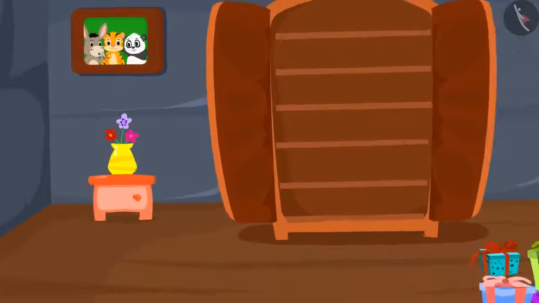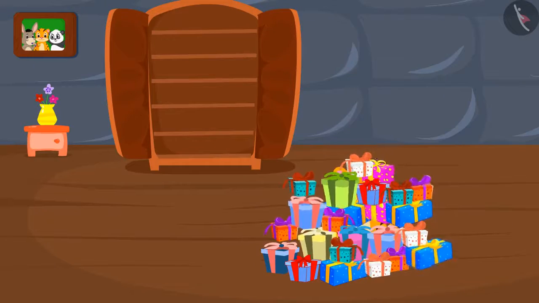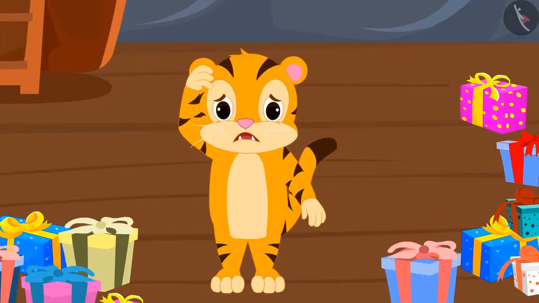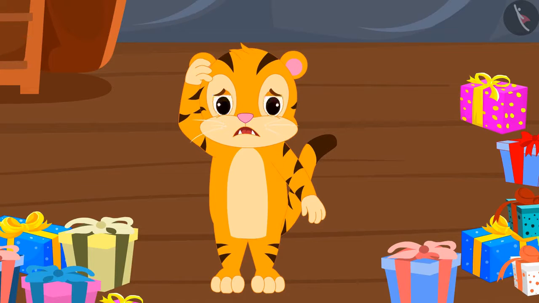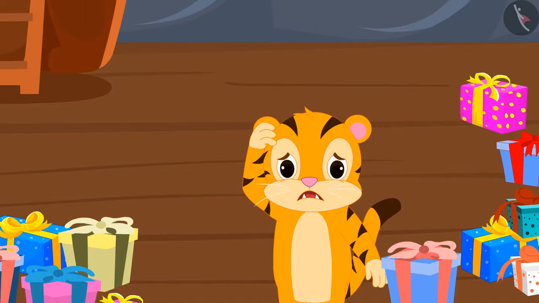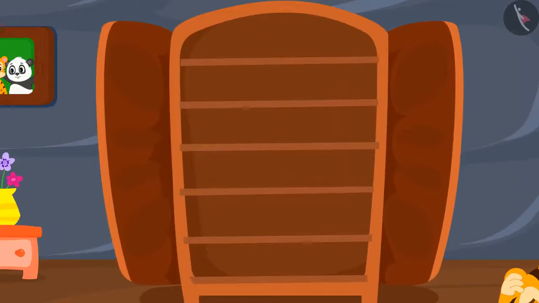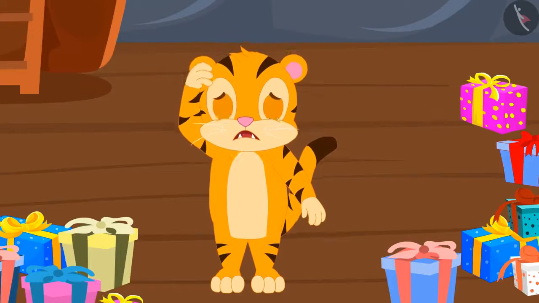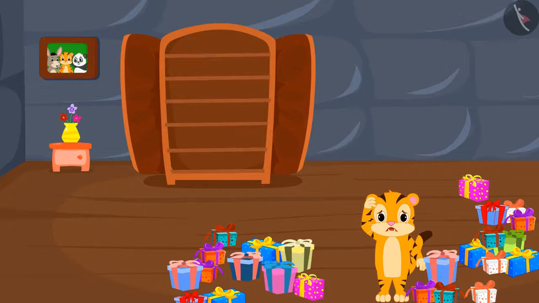Hey, what happened? Who is hidden under so many gifts? Oh look, it is Sher Khan. The poor guy was buried under a pile of gifts. Can you help him keep the gifts in his cupboard? You can keep 5 gifts in every shelf. So, tell me how many shelves will be required to keep 25 gifts of Sher Khan?